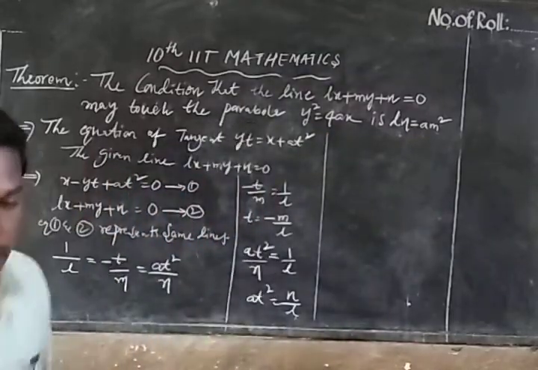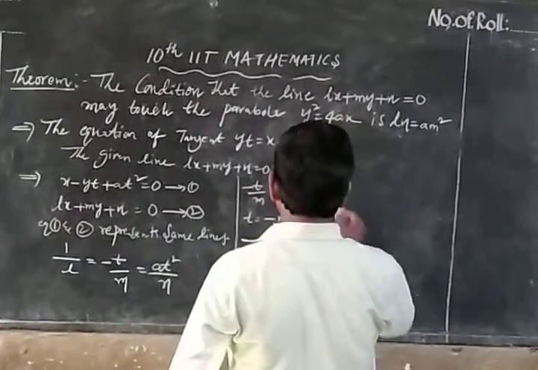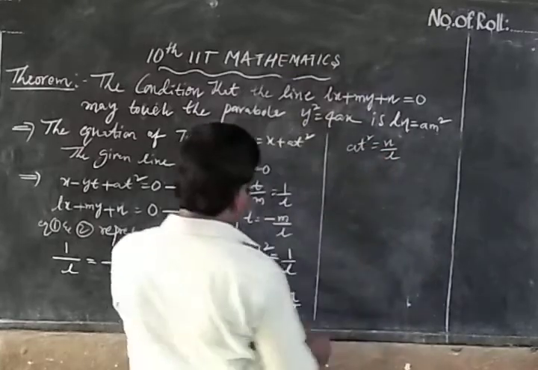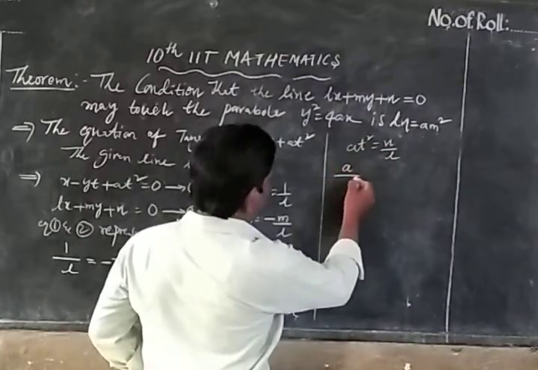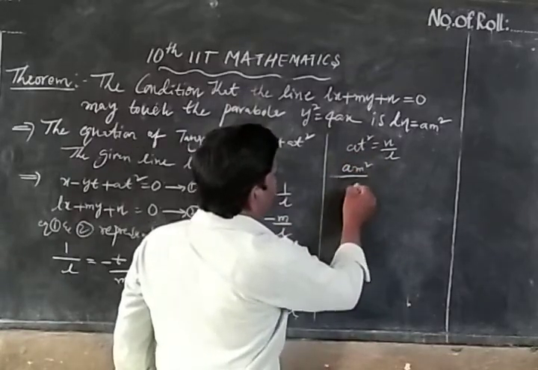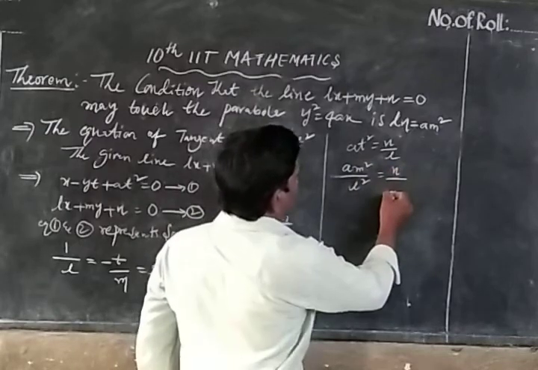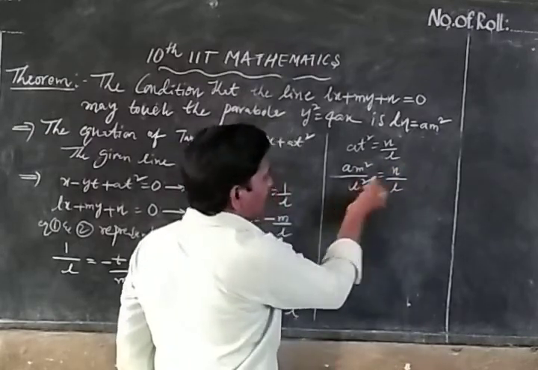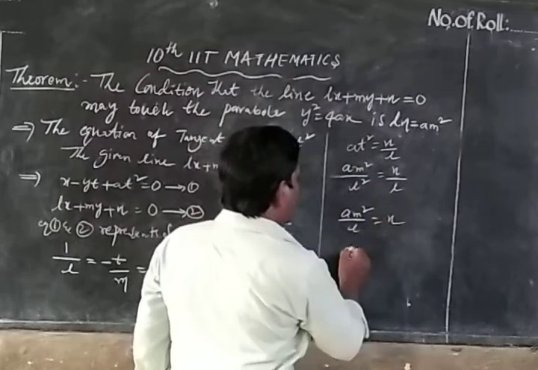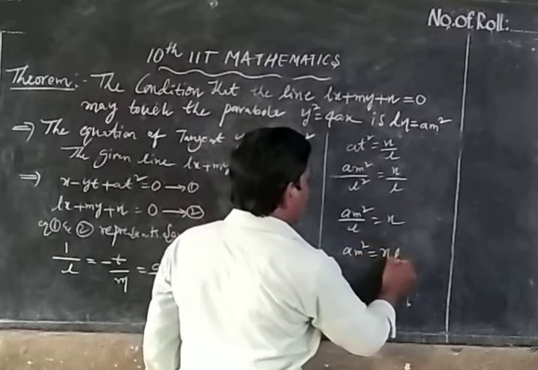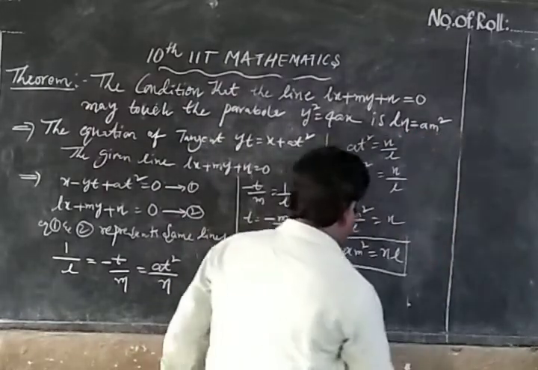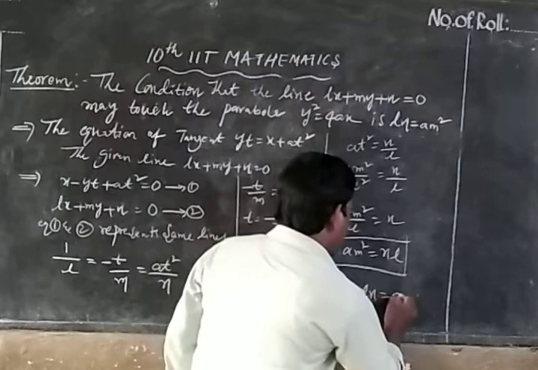Now at square equals n by l. What is the t value here? t value is minus m by l, that means a m square by l square equal to n by l. So l cancels l square one time, so am square by l equal to n, am square equal to nl. So that is the required condition here: ln equal to am square.